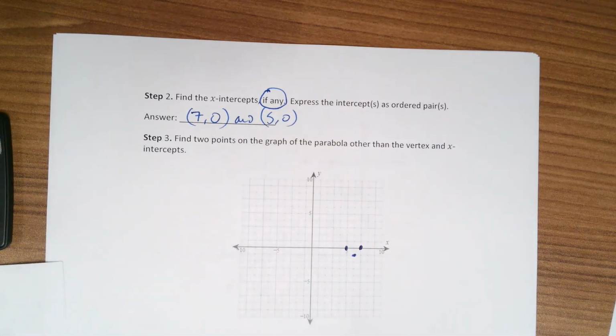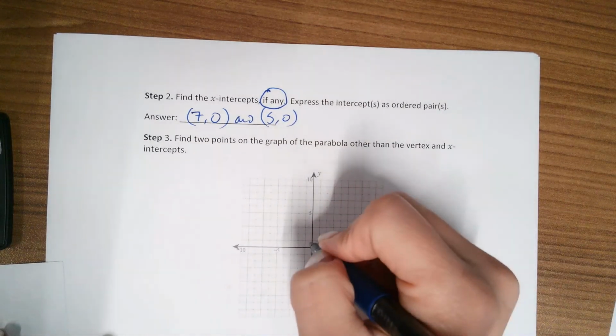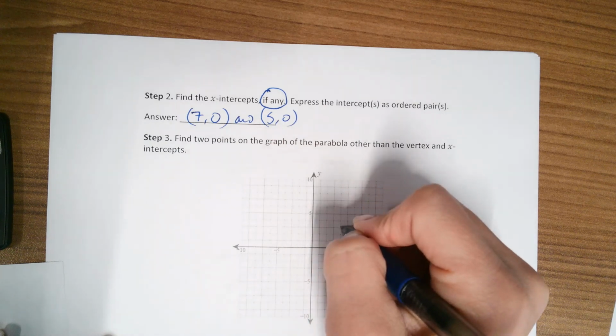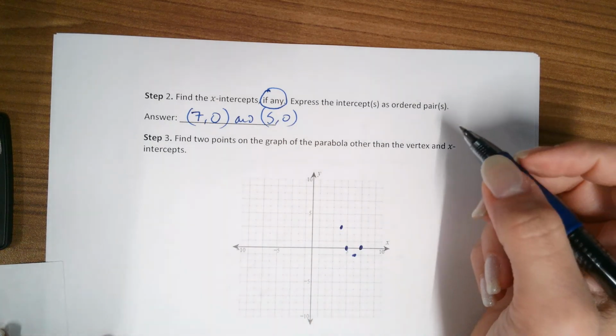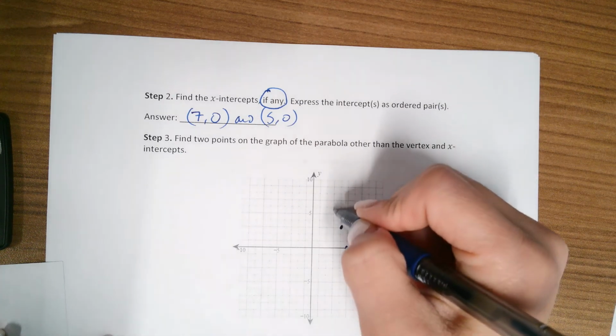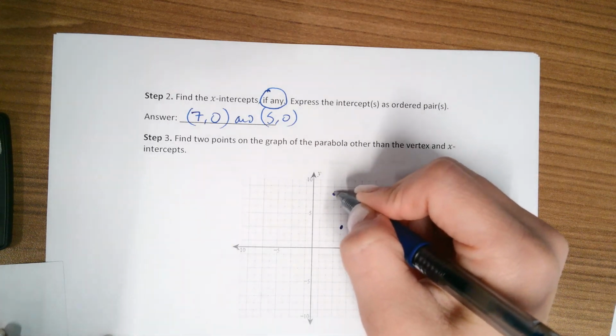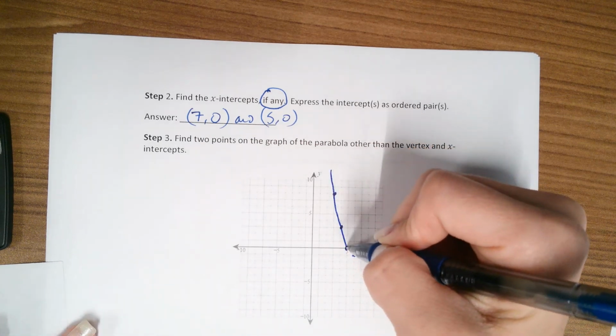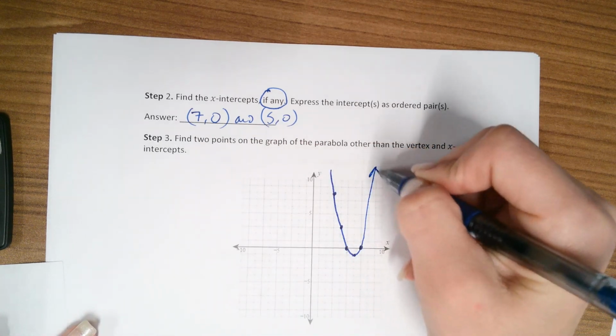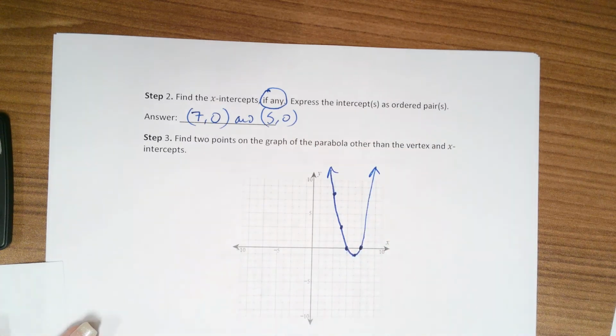And then we found 2 points. At 4, I'm at 3. So 1, 2, 3, 4. There we go. And at 3, I'm at 8. So 3, that's 10, 9, 8 right there. And so we can kind of see the parabola coming to life. There we go. There's the graph of that, just in case they actually want you to graph it.